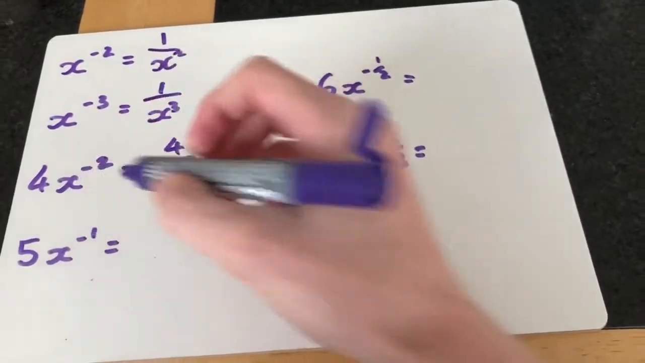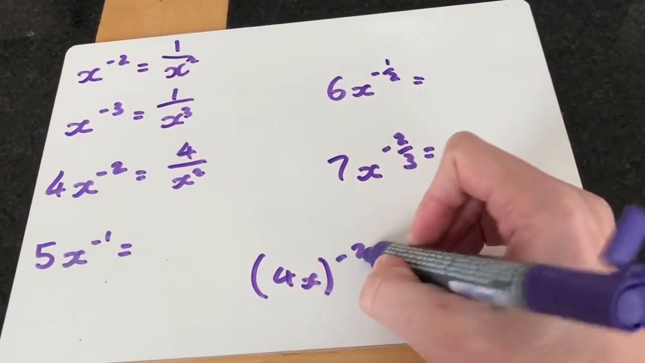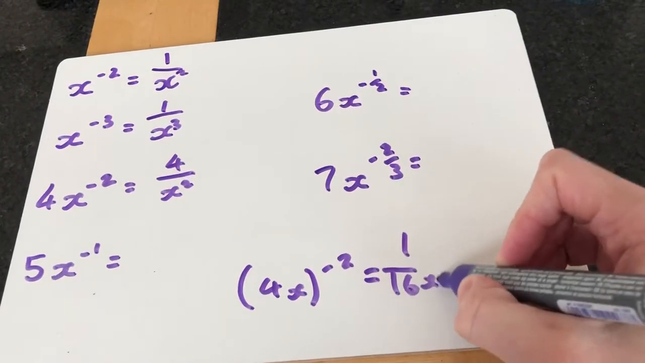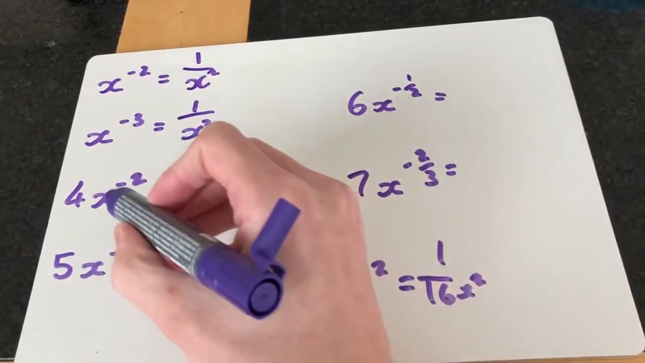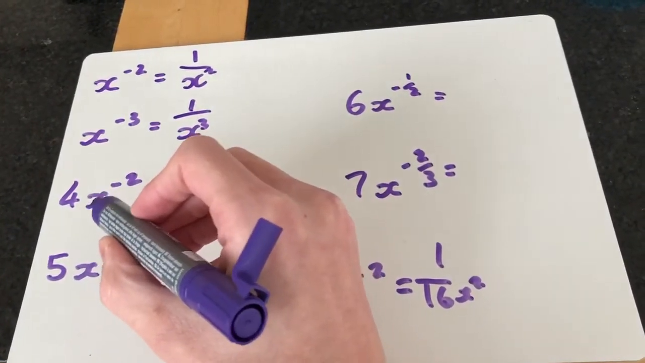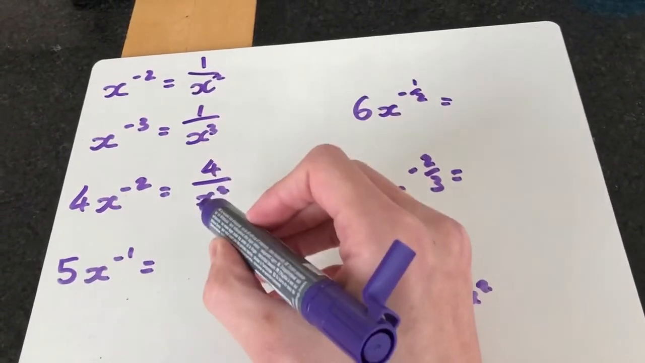That would be if the whole thing was in a bracket. So if you had that, then that would be 1 over 16x squared. But when you've got that, the 4 is separate. The 4 is multiplied by x to the minus 2. So it's only the x that has the power of negative 2 applied to it. So it's 4 over x squared.